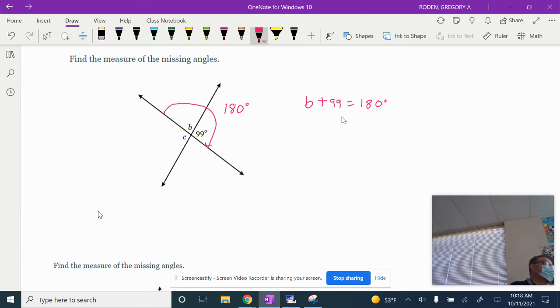And then what can we do, Chris, to solve for this? Subtract 99. Yep, we can subtract 99 from both sides. So what do we get, Chris, when we take 180 minus 99? 81. You get 81. So that's 81 degrees. So they're not congruent. Does everyone understand that? Okay. They're not congruent because if they were, they'd have the same measure. By definition, congruence means they have the same measure.